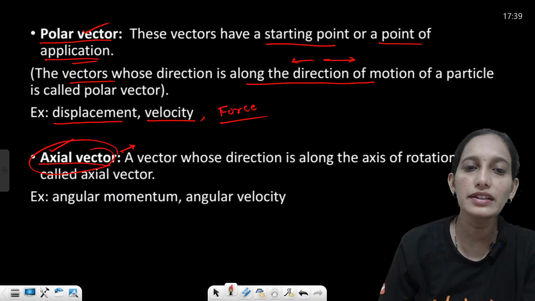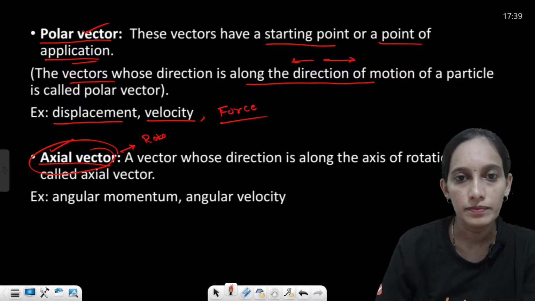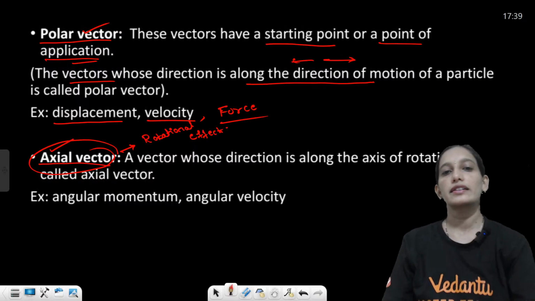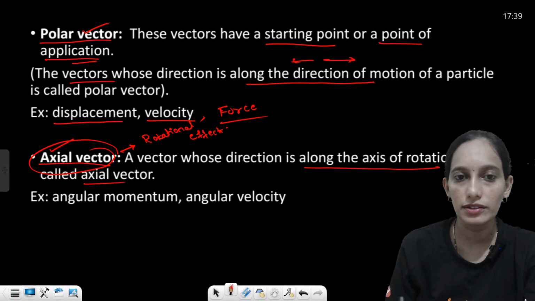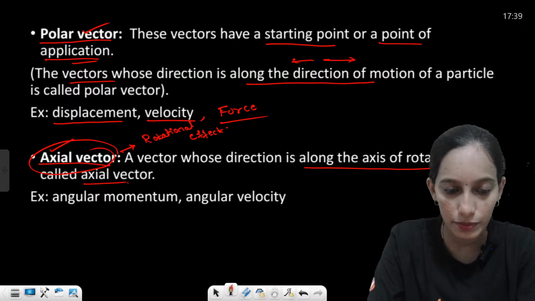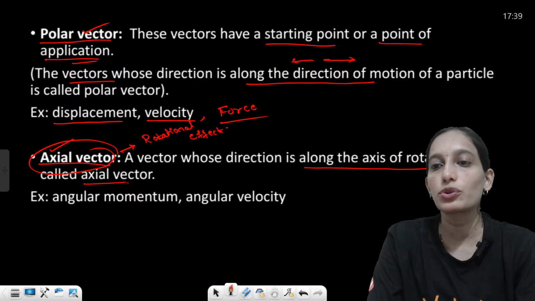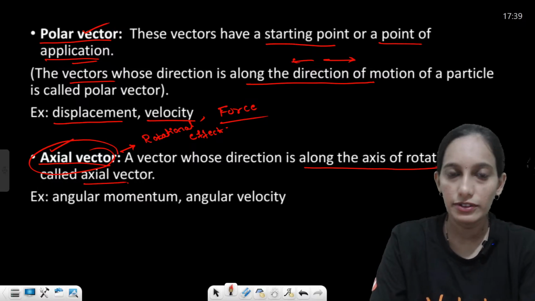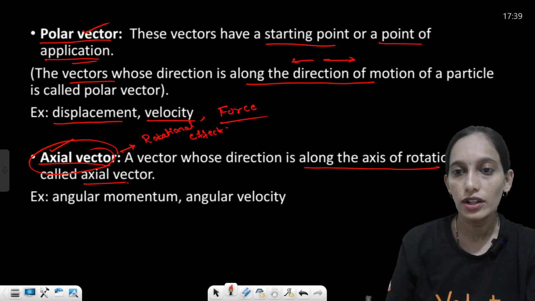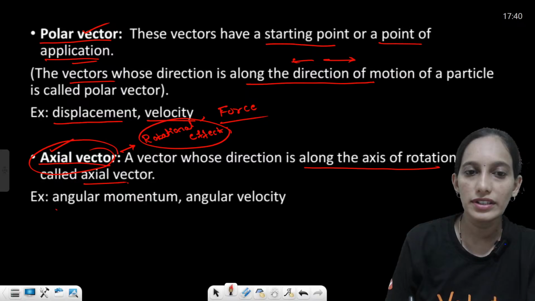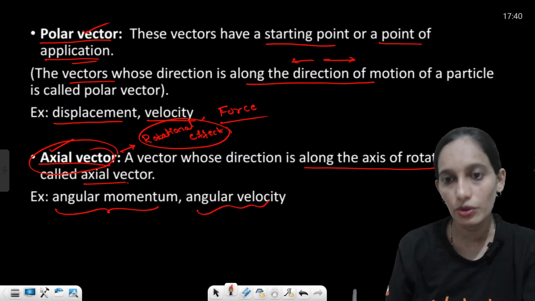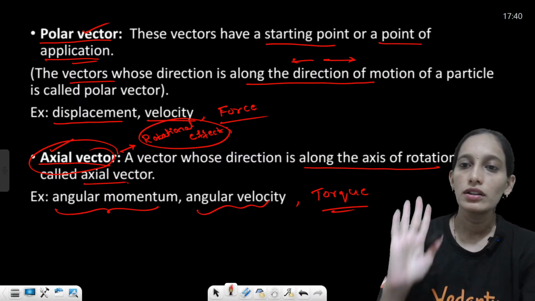Next, axial vector. Axial vector is something related to rotational motion or rotational effect. These vectors are going to be along the axis of rotation. Axial vectors act along the axis of rotation. When you study rotational motion, you will clearly understand what these quantities are. Angular momentum, angular velocity, torque, all these are acting along the axis of rotation.